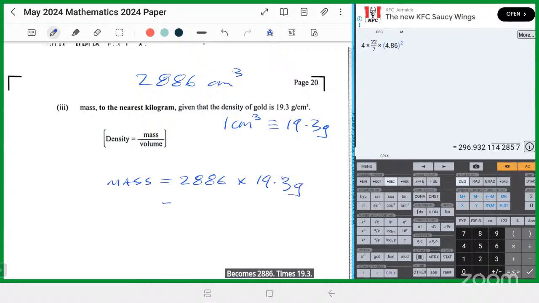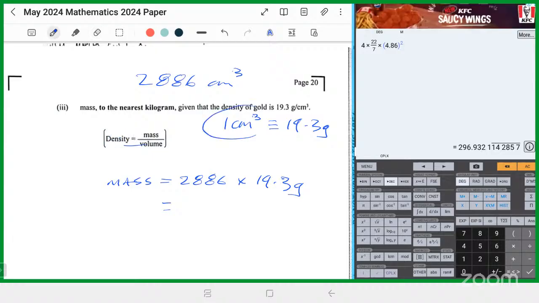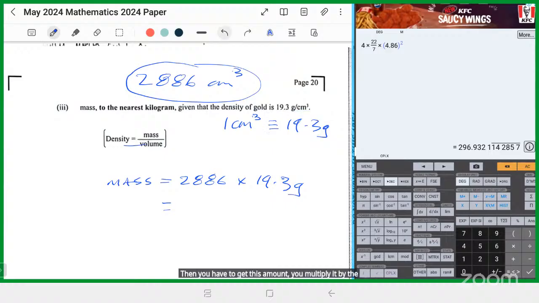Mass equals the density times the volume. You multiply them. Look, if 1 cm cube is this amount of gold in grams, then to get this amount, you multiply it by the same 19.3.